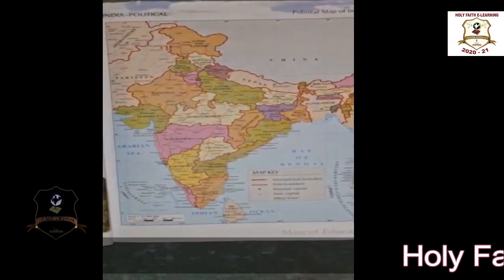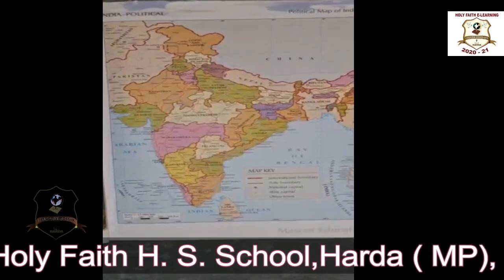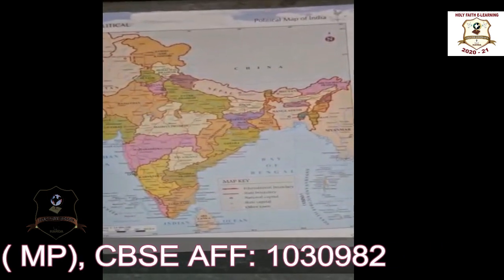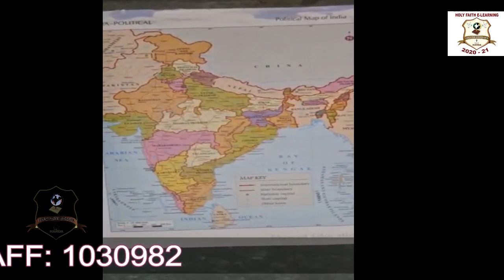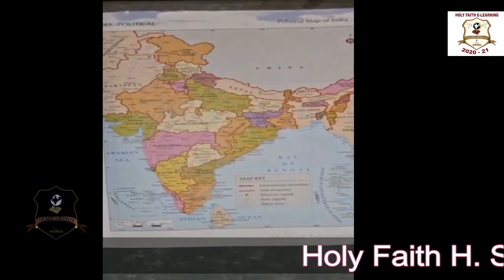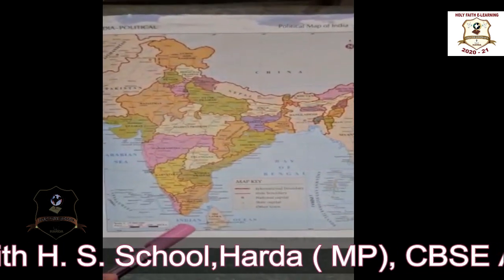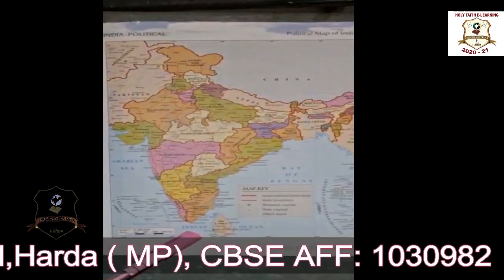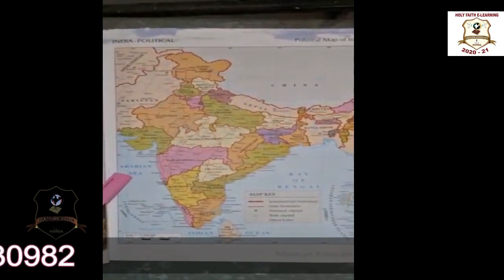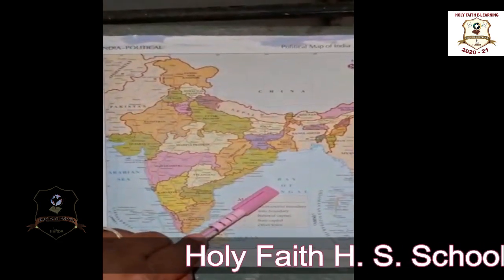India is also known as the Indian Peninsula. A peninsula is any landmass which is surrounded by water on three sides and land on one side. India is surrounded by the Indian Ocean in the south, the Arabian Sea on the west, and the Bay of Bengal on the east.